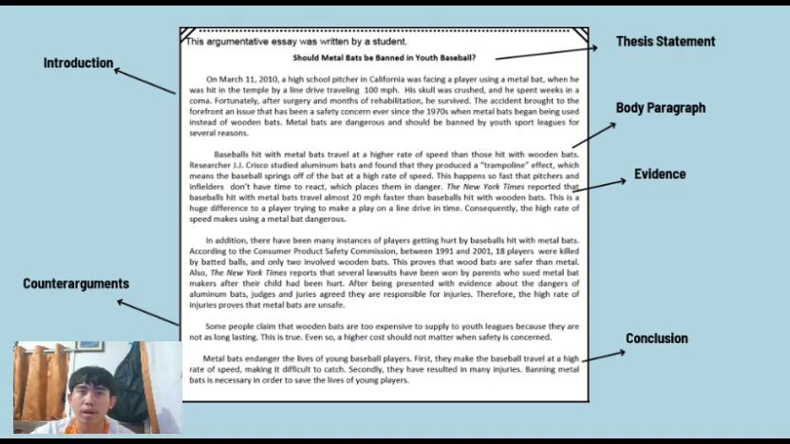So the introduction provides background information and introduces the thesis statement. The body paragraphs each focus on a main point supporting the thesis statement with evidence and analysis. The counter arguments acknowledge opposing viewpoints and refute them. And lastly is the conclusion, the summarization of the main points and restating of the thesis.